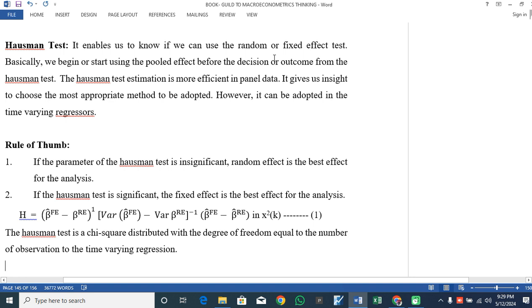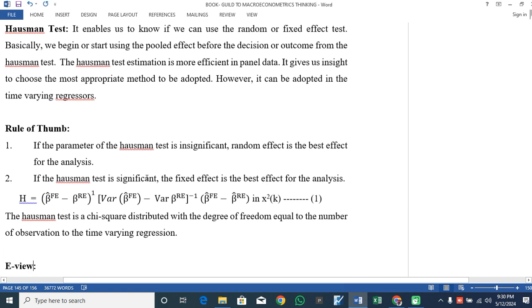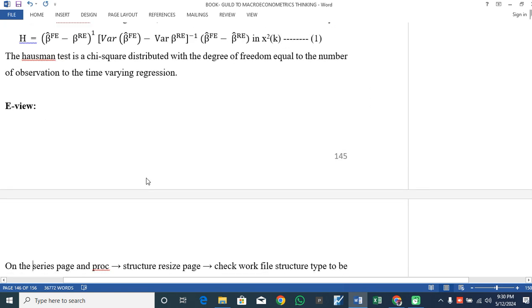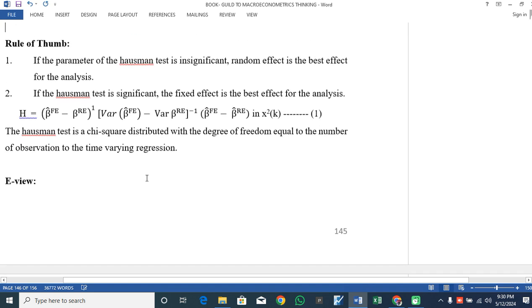Basically, we begin by using the pooled effects before the decision or outcome from the Hausman test. The Hausman test estimation is more efficient in panel data because it gives us an insight to choose the most appropriate model to be adopted. However, it can be adopted in time-varying regressions. And the decision rules, or the rule of thumb, of the Hausman test are as specified below.